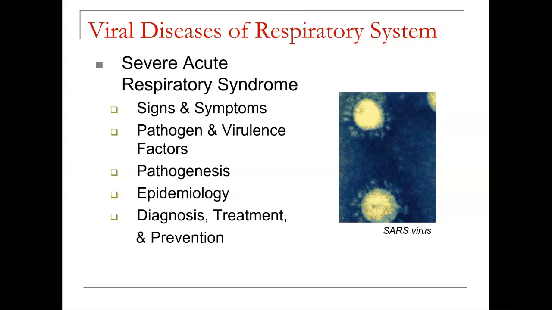Epidemiology. SARS virus is going to spread via the respiratory droplets. It affects individuals in Asia, Europe, and America, and even became a pandemic in China. To diagnose, you look at the signs and symptoms, and you have viral isolation. Treatment's going to be a supportive treatment. You're going to take care of the symptoms and treat those.